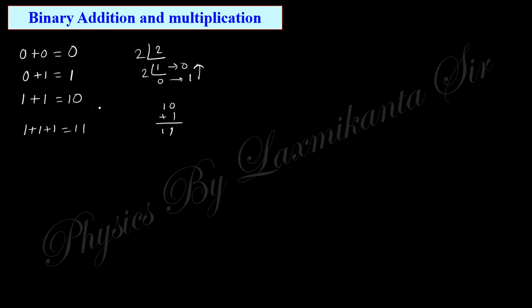So I think that is clear. Now take some example, that is 1011.1101, and this is 1101.1011. If you just add, that is 1110.